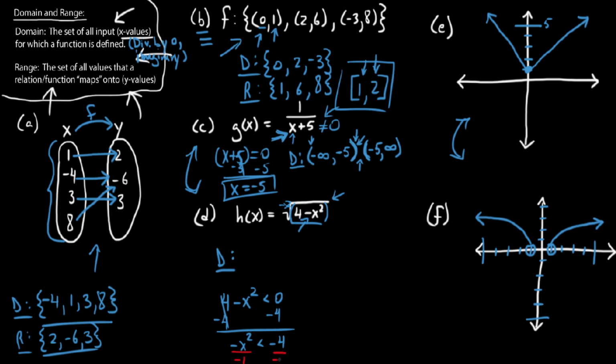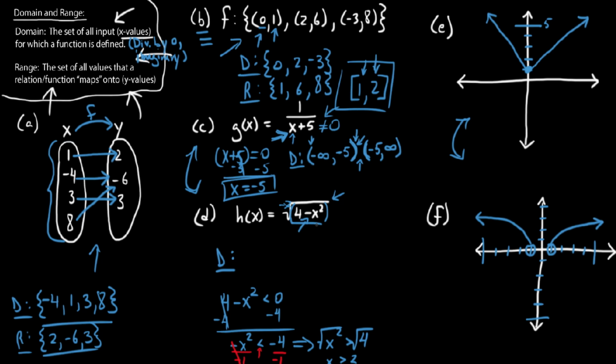When you're dealing with an inequality, anytime you divide or multiply both sides by a negative, we have to flip this sign right here. So now this is going to imply that positive x squared is now greater than positive 4. The final thing we need to do here is take the square root of both sides. So we say x is greater than 2.